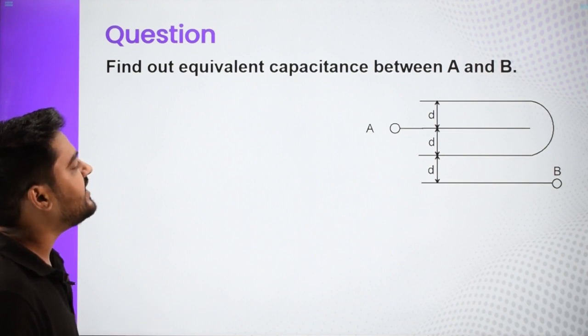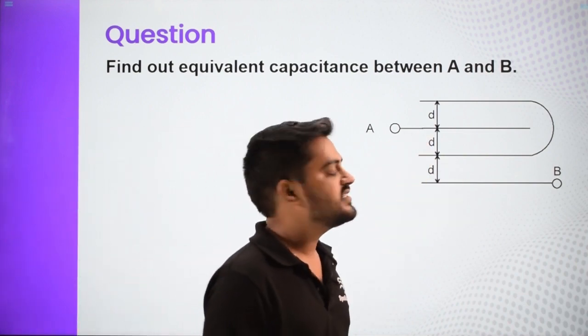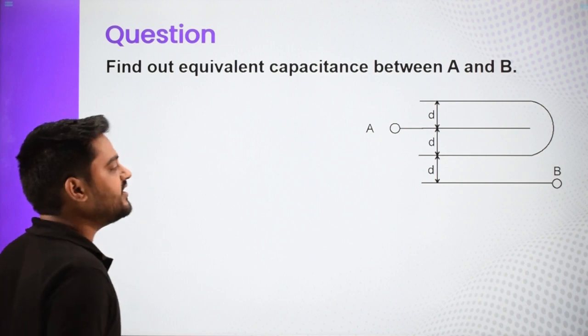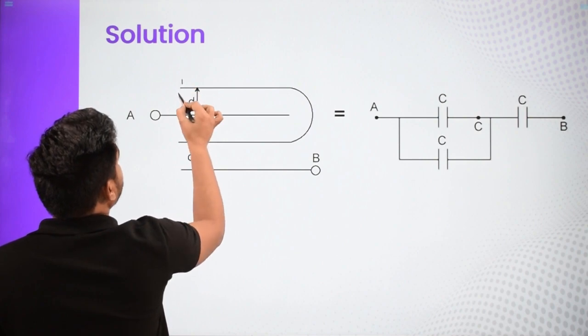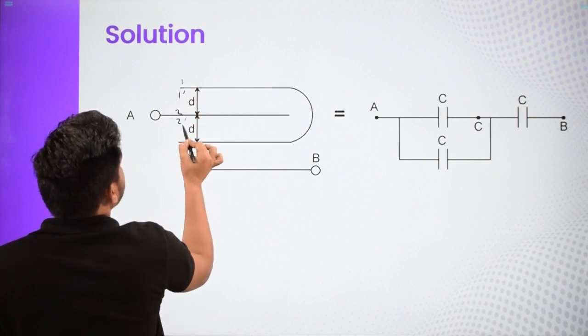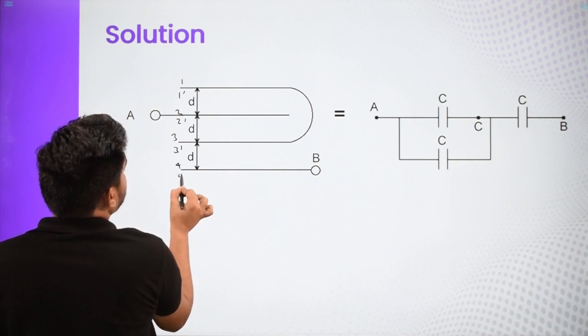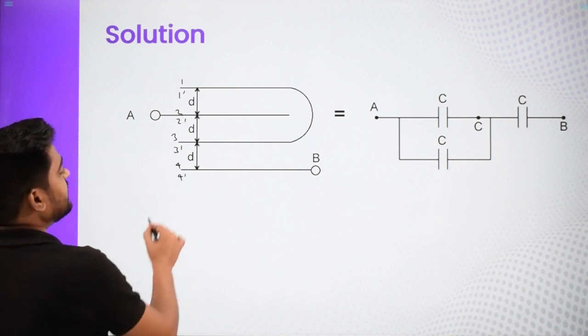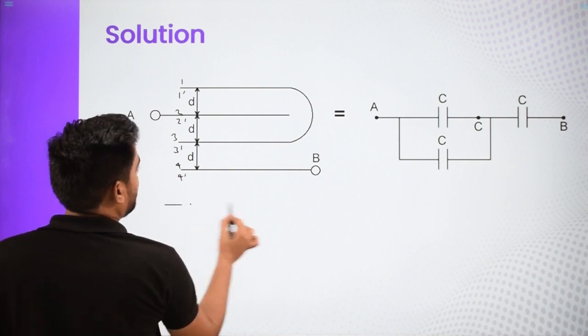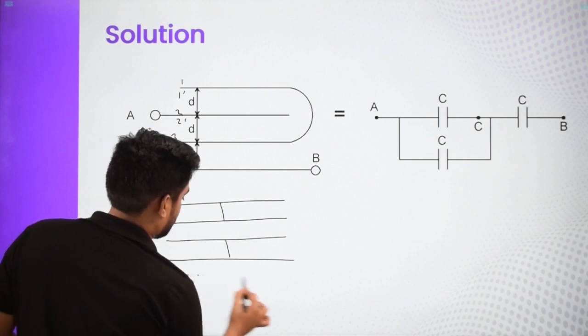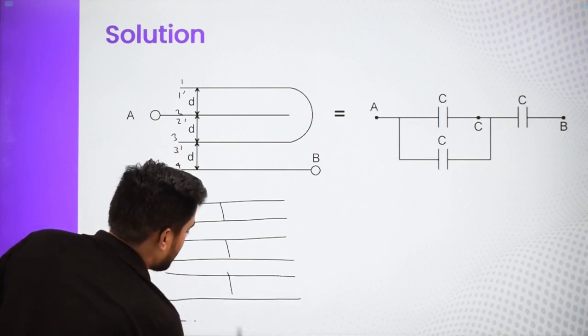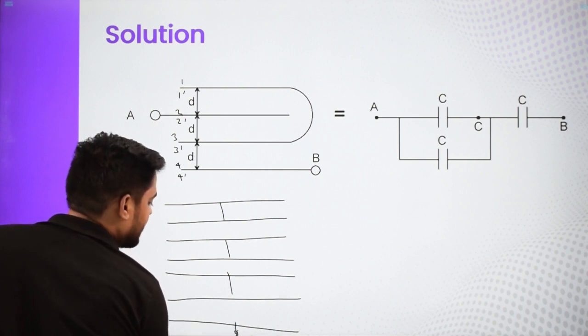Now, there is the next question. This question says, find out the equivalent capacitance between A and B. Same type of question, we just need to redraw it and do it. So basically when I am redrawing it, what I am doing is, this is 1, 1 dash, 2, 2 dash, 3, 3 dash, 4, 4 dash. First capacitor is basically 1, 2, 3 and 4. I am not drawing 4 dash, just ending over here.